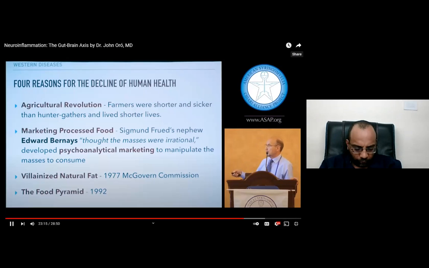So the four reasons, which I can't go into in detail, each one of these is a lecture, is the agricultural revolution. Farmers are shorter and sicker.